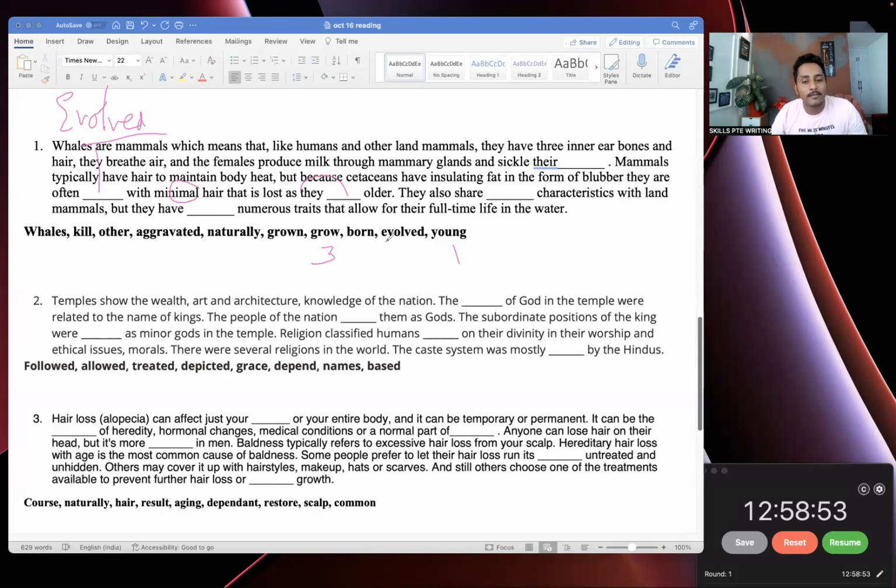Please continue. They also share dash characteristics with land mammals, but they have other numerous traits that allow them for their full-time life in the water. They also share aggravated, written. Okay. They also share what characteristics? Aggravated. Aggravated characteristics. Aggravated means average. Yeah. Okay, one second, stay there.